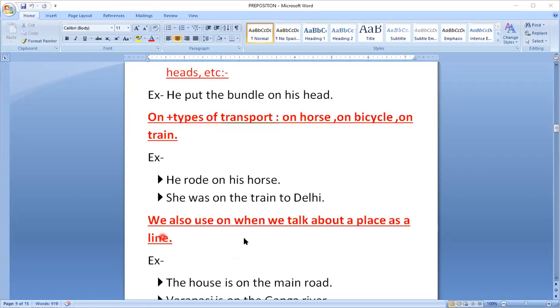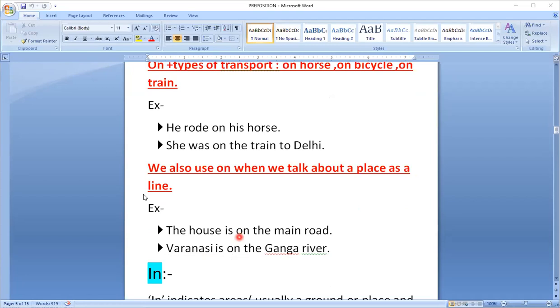Okay, now also use on when we talk about a place as a line. जब हम किसी place की as a line की बात कर रहे हैं, वहां पर on preposition कैसे use करते हैं, let's understand. The house is on the main road. Here you notice that main road, जब हम बात करते हैं main road, पूरी एक बिल्कुल सीधी straight road जा रही है, तो we use on. Okay, जब हम as a line, जब line की बात करें we use on preposition.